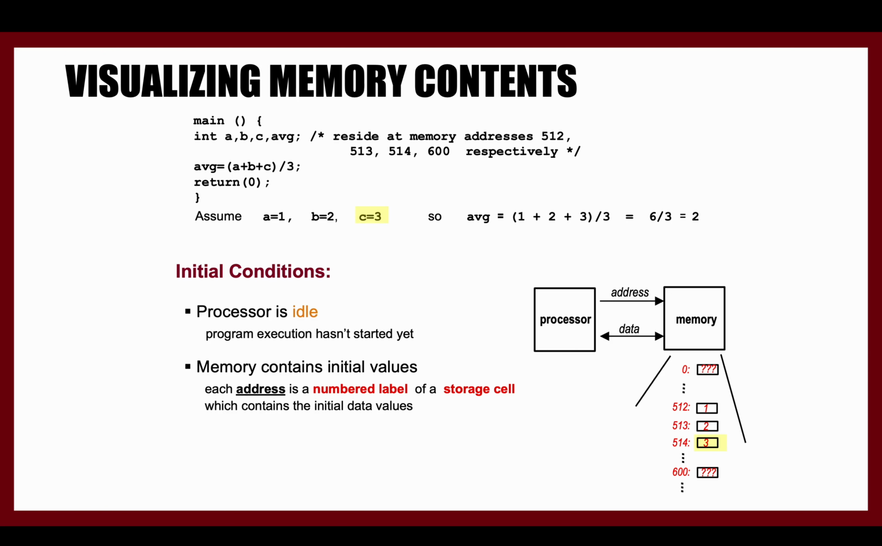Now the visual representation: the processor and memory are depicted to show the interaction between them. Memory has various addresses starting at 0 and going upwards. Here the addresses 512, 513, 514 are highlighted. Contents of these addresses aren't shown.